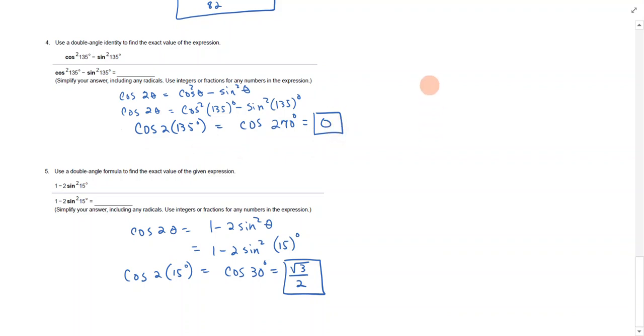All right, number 5 is the same idea. You're given 1 minus 2 sine squared 15. So cosine 2 theta can be 1 minus 2 sine squared theta. Plug in the 15, because your theta is 15, so cosine of 2 times 15 is cosine of 30, and that is square root of 3 over 2. So just a few of those to get you going on the double angle formulas.